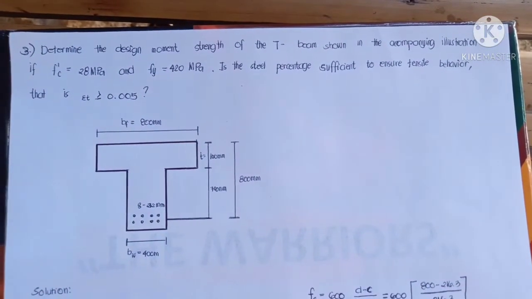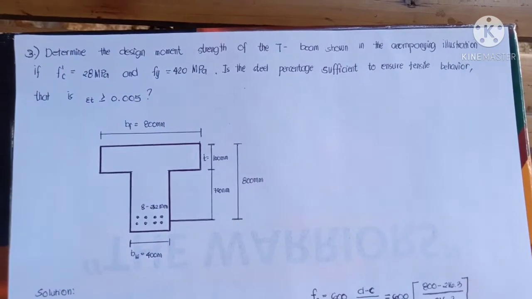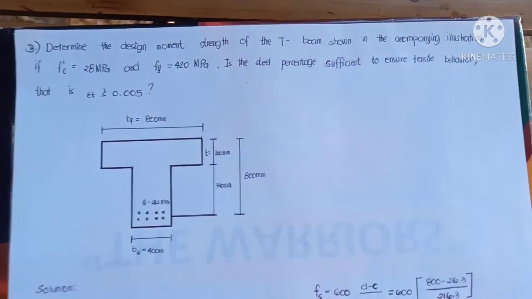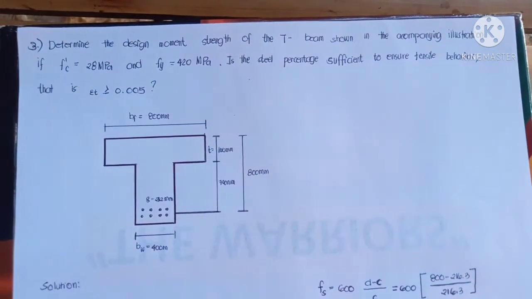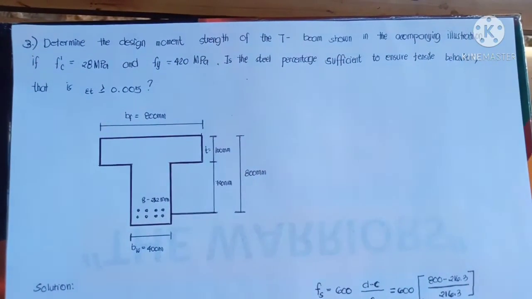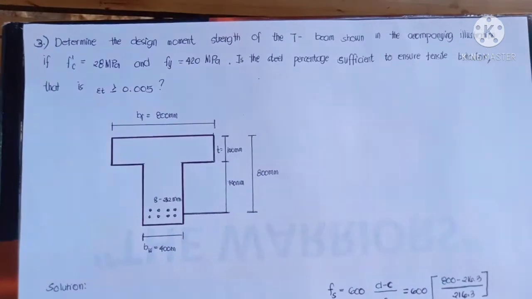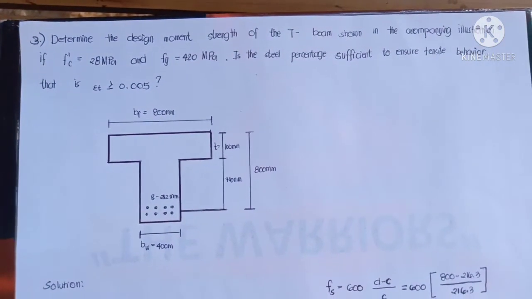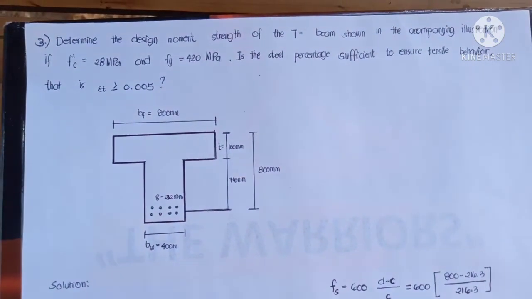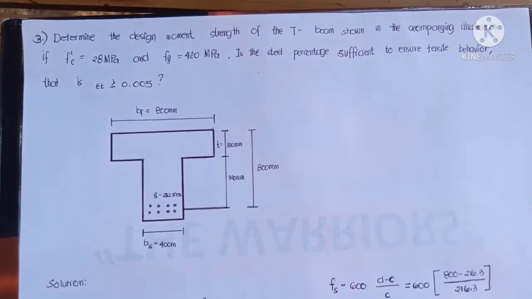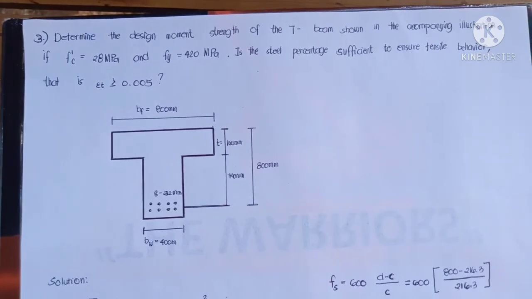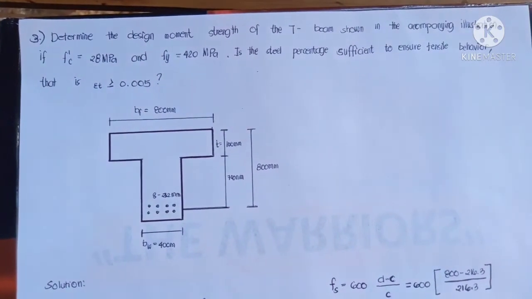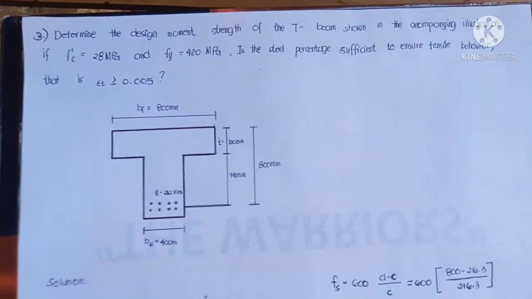Given the effective width of the flange is 800 mm, the flange thickness is 100 mm, the effective depth to the tension bar is 800 mm, the width of the web is 400 mm, and Fc prime is 28, Fy is 420 megapascal, and we have here 8 32 mm bars.